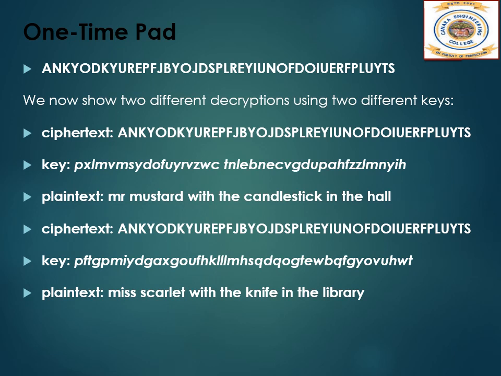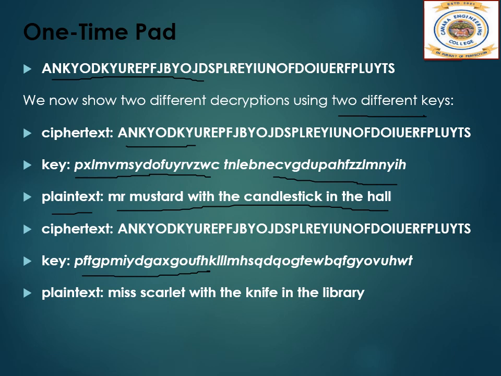Now, here we have the ciphertext. This is a given ciphertext. Now we'll show two different keys, since every time the key is different for encryption and decryption. So this is the same ciphertext. Now the key generated is PX, LMVS, and so on. This is as long as the ciphertext. So the plain text from this key is "Mr. Mustard with the candlestick in the hall." In another case, the same ciphertext is taken with a different key. Now here the plain text we get is "Miss Scarlet with the knife in the library."